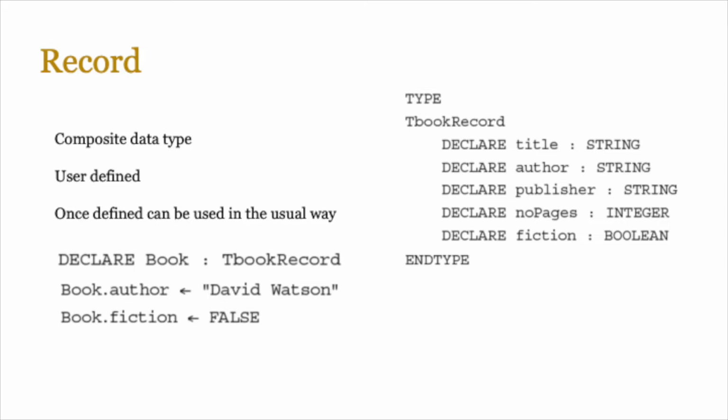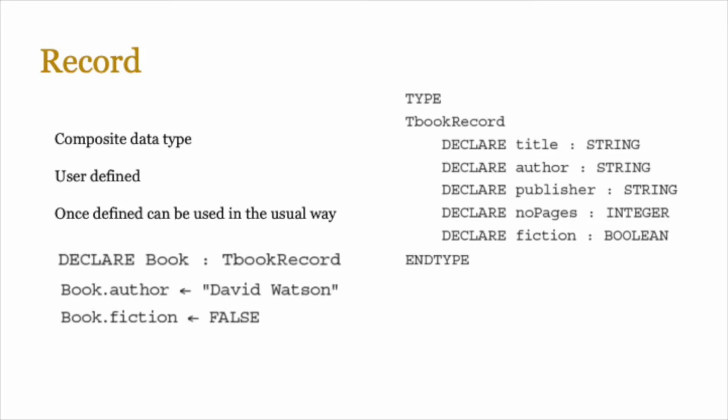Now in this record, we're going to have several other data types. So we're going to declare title as string, author as string, publisher as string. We're going to declare noPages, or the number of pages, as integer. And then we're going to declare fiction, which is a Boolean. Is the book fiction, yes or no? And ENDTYPE to let the programmer know that we have finished defining the book record.